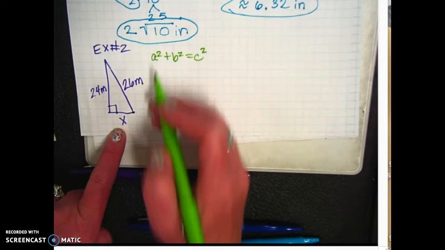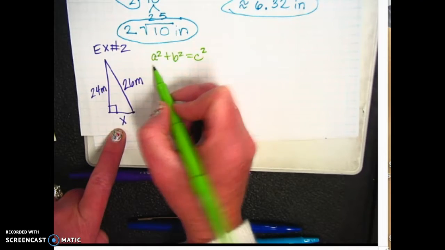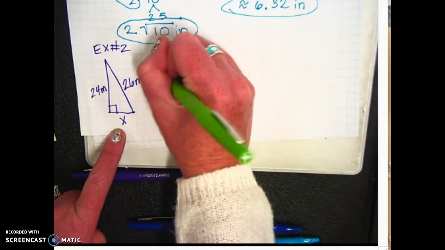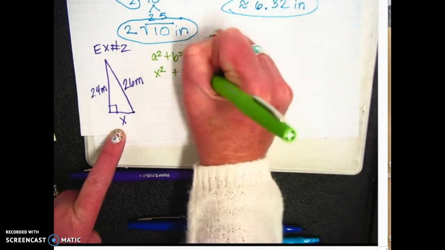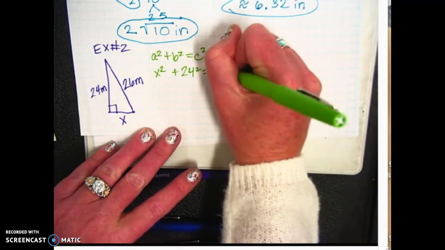Is that a leg or a hypotenuse? If it's a leg, I'm going to recommend that you always plug it in for A, because you have a choice of A or B. My recommendation is to always plug it in for A. So we're going to have x squared plus 24 squared equals the hypotenuse, which is 26 squared.